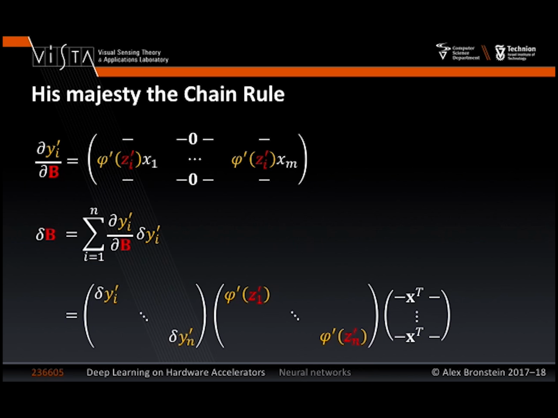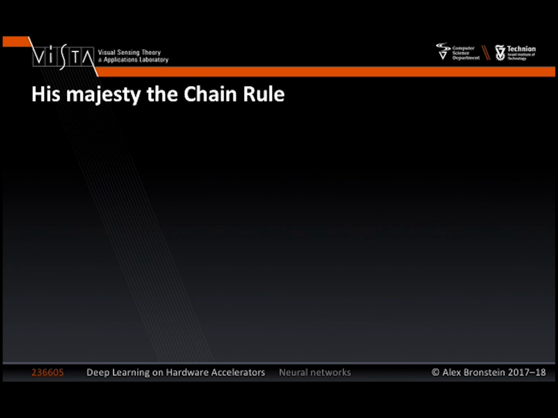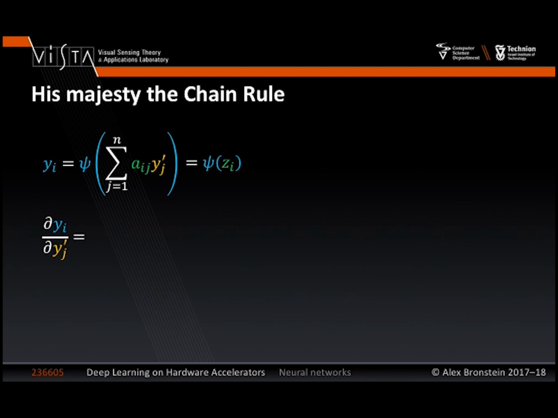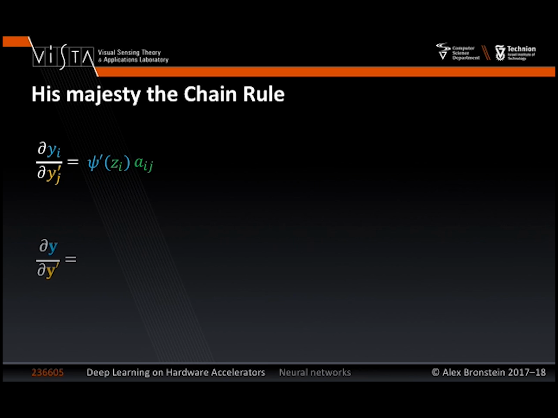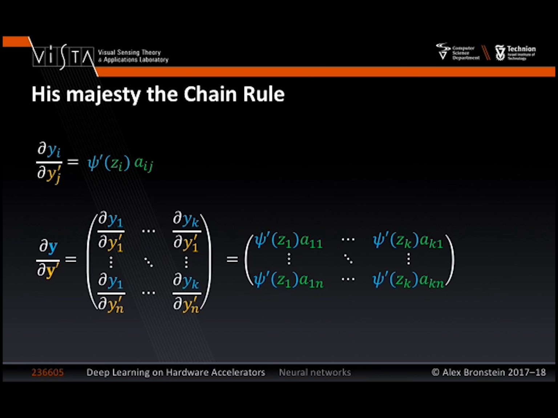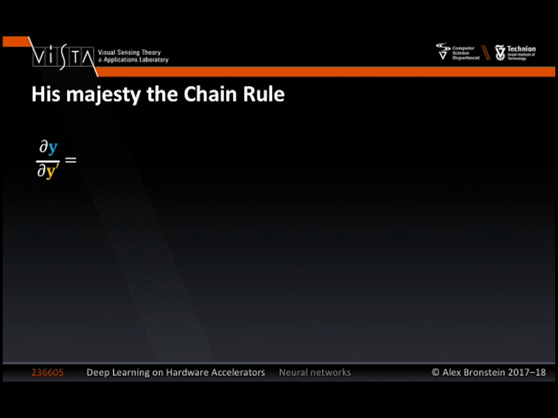Makes sense? Now, what is delta y prime? Now, delta y prime is dy over dy prime, right? And we again can differentiate this input to output relation and obtain it like this. So it will be essentially the diagonal matrix of psi prime times A transpose.